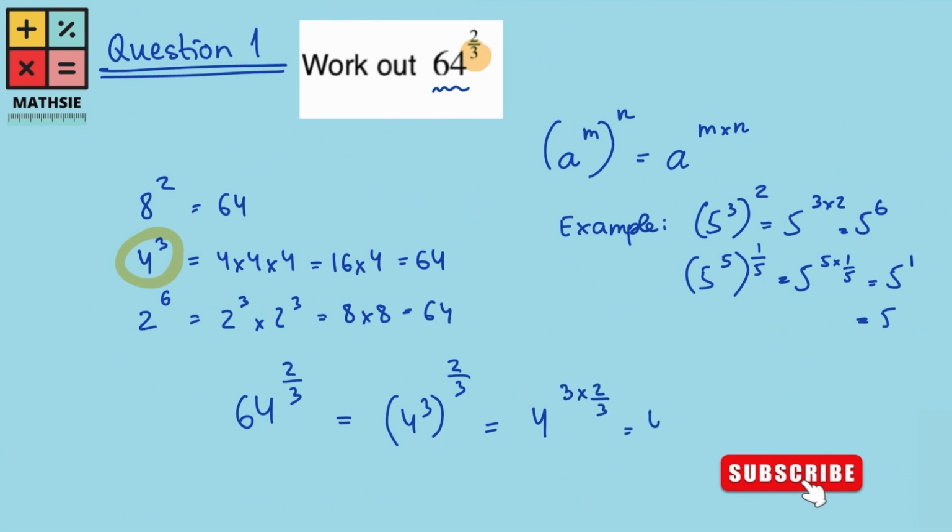And this would just give me 4 to the power 3 times 2 is 6, divided by 3, just 2. So I have 4 to the power 2. And this gives me 16. Always make sure to finish with giving it as a number and not just a number to some power. So here I have that 64 to the power 2 over 3 would be equal to just 16. And that's it. We're done. So now let's take a look at question 2.